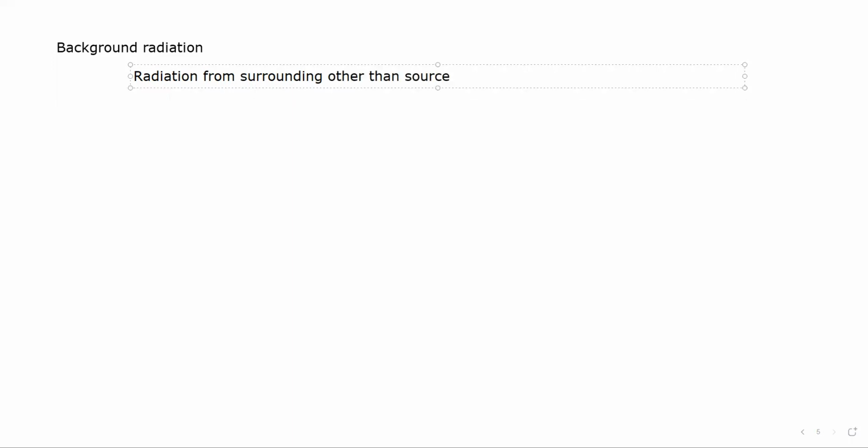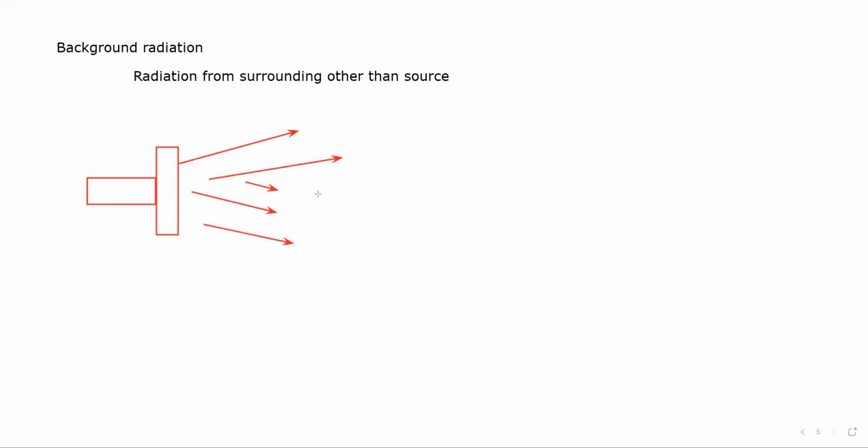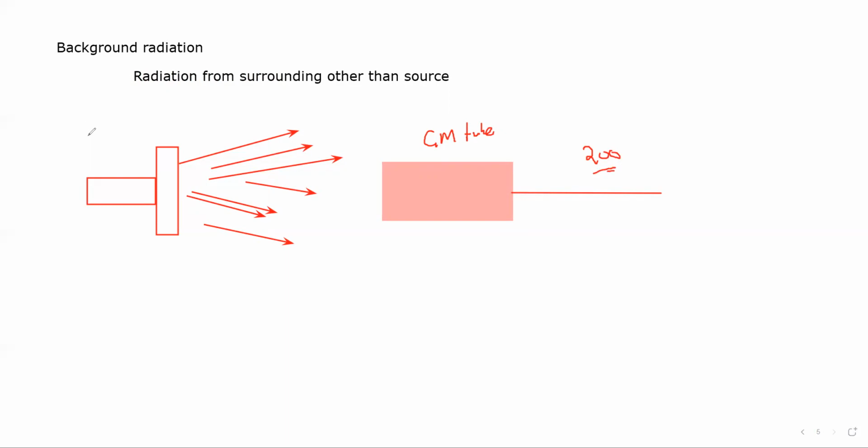For example, you have a radioactive source. It is emitting out radiations, and you place a detector, the GM tube. You should know the name of the detector. That's called a Geiger-Müller tube, or in short, a GM tube. It's a cylindrical tube. So a GM tube, for example, records 200 radiations when it is placed in front of the source.